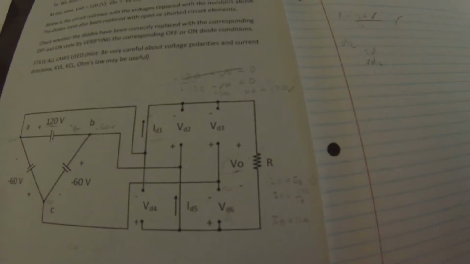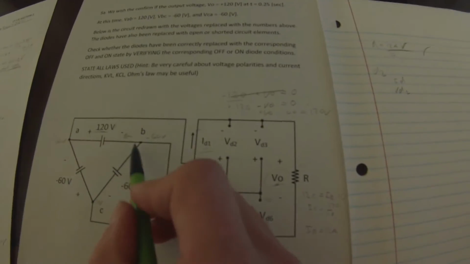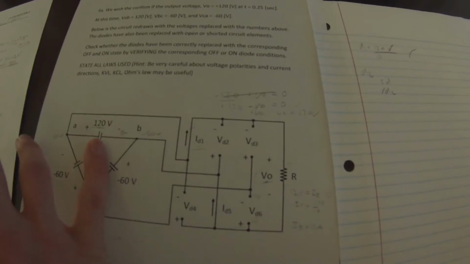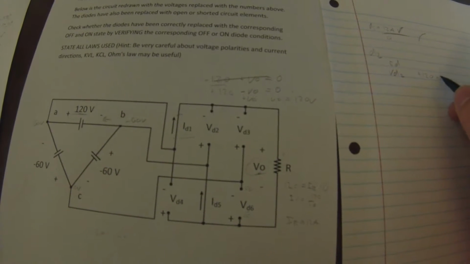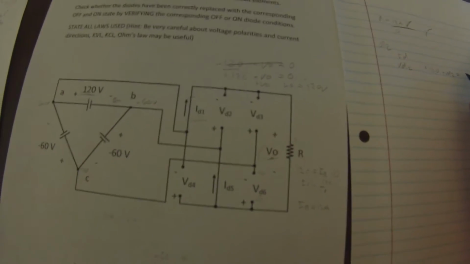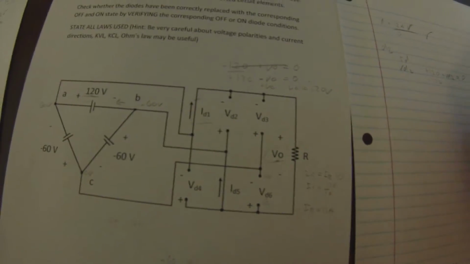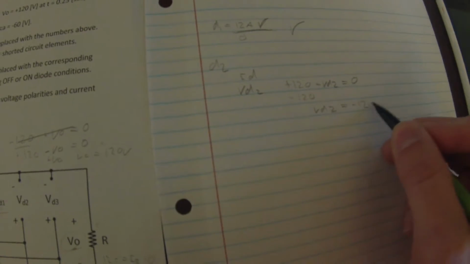For V_D2, what we're going to do is another KVL, very simple. We're going to go around this loop. I'm going to start again with a positive 120 volts and go down to the negative, so that's going to be plus V_D2 as well, equal to 0. Now you subtract 120 over, and V_D2 equals negative 120 volts. Okay, we have both of our conditions met for diode 2.